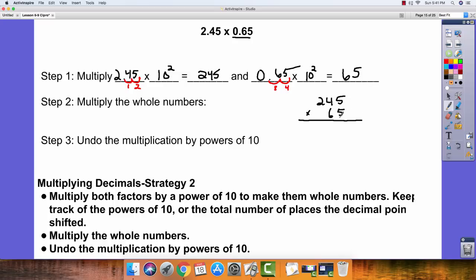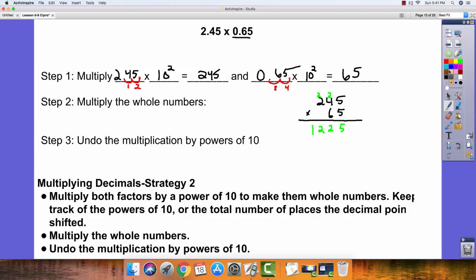All right, so I'm going to first multiply my 5 in 65 by all the digits in 245. So 5 times 5 is 25. Carry my 2. 5 times 4 is 20, plus 2 is 22. Put down my 2, carry my 2. 5 times 2 is 10, plus 2 is 12.